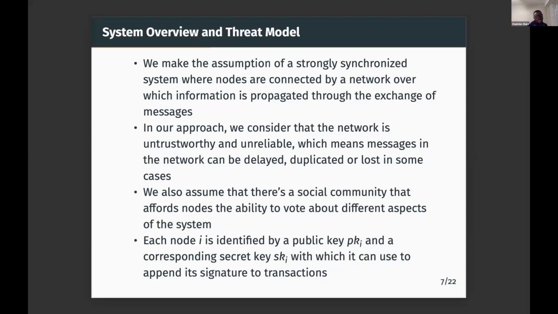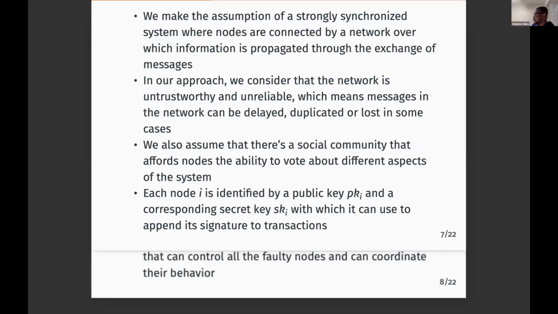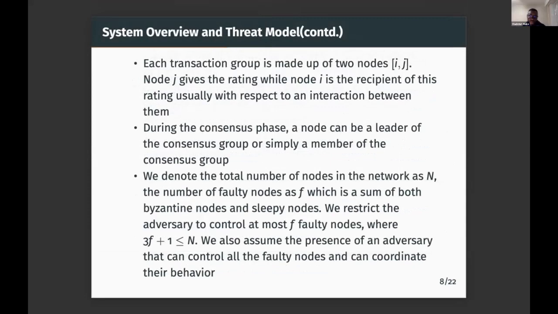And we also assume that there is a social community upon which the system is based, and this social community is what facilitates the interaction between the nodes in the network. And then we say that each node within the network is identified by a public key and the corresponding secret key, which it can use to append its signature to transactions that happen within the network. So within our system, each transaction group is made up of two nodes.